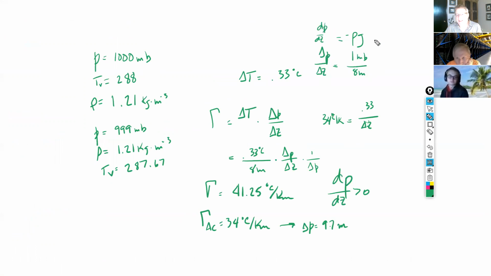Well, I know the density, which is, what did I say it was? It was 1.21 kilograms per meter cubed times 9.8 meters per second squared. So what is this? So if I do that, 1.21 times 9.8, 11.858.